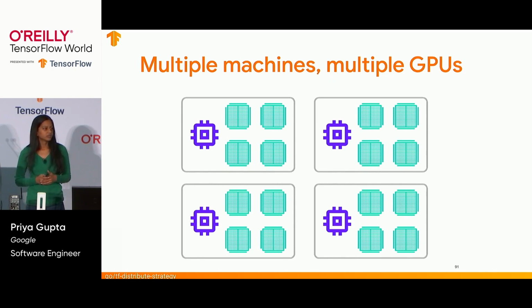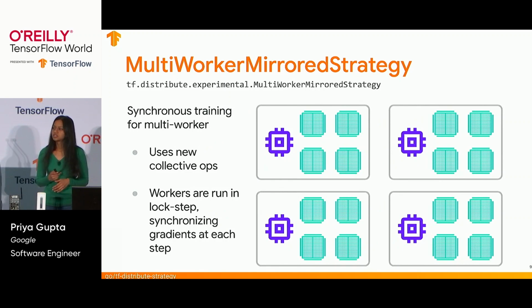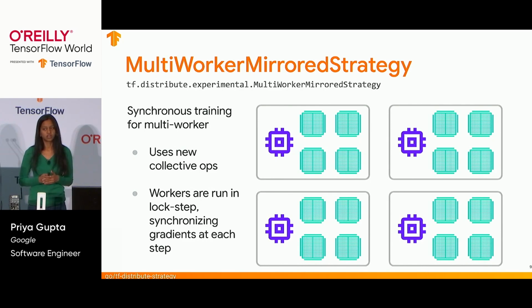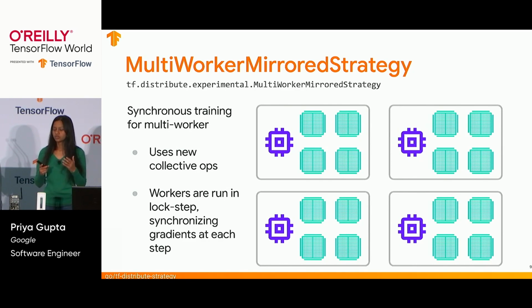So far we've been talking about scaling up to multiple GPUs on a single machine, but most likely you would want to scale even further to multiple machines, maybe with multiple GPUs or perhaps just with CPUs. For these use cases, we provide the multi-worker mirror strategy. As the name suggests, this is very similar to the mirror strategy that we've been talking about. It also implements synchronous training, but this time across all the different machines in your cluster. In order to do the all reduce, it uses a new type of op in TensorFlow called collective ops.